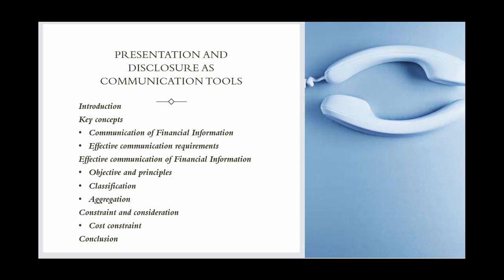Conclusion. In summary, presentation and disclosure as communication tools in financial reporting aim to make financial information relevant, understandable, and comparable. This is achieved by focusing on objectives and principles, classifying similar items together while separating dissimilar items, and aggregating information appropriately. These practices ensure that users can easily interpret the financial data, leading to better decision-making. In the following sections, we will explore these concepts in greater detail, supported by examples to enhance understanding.